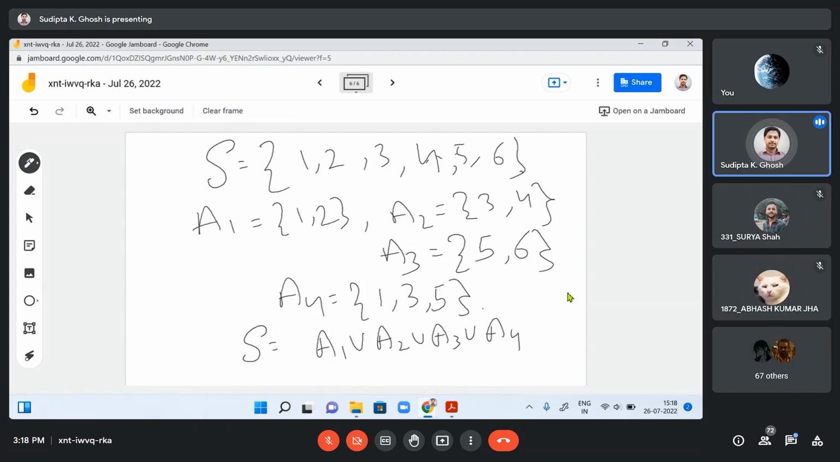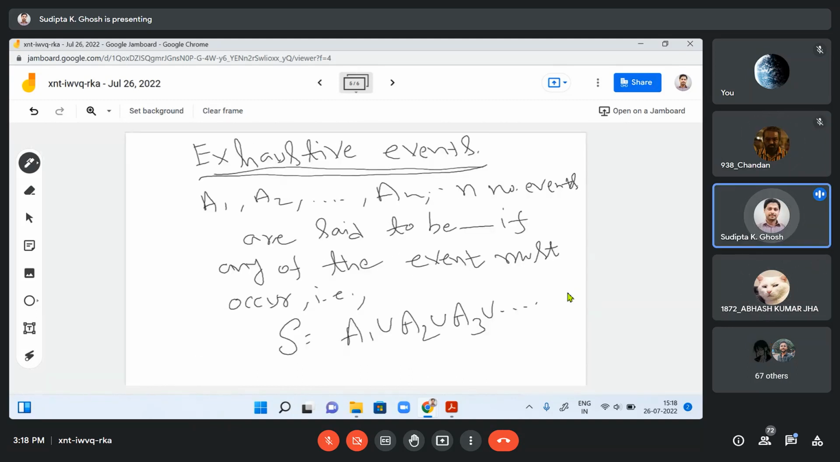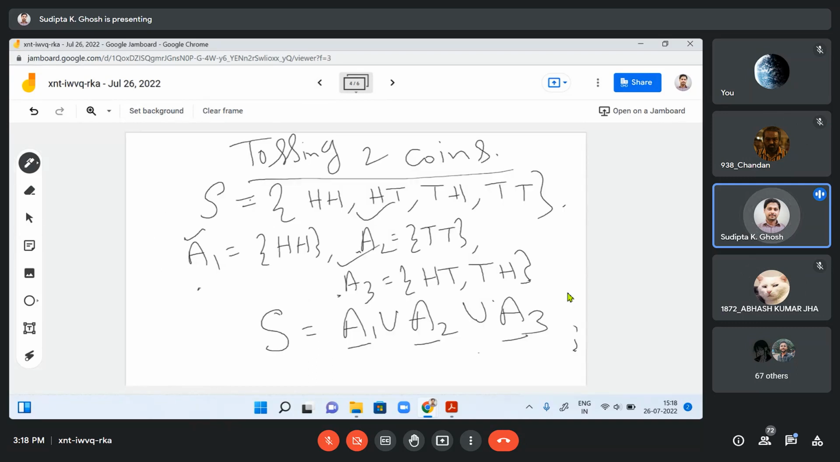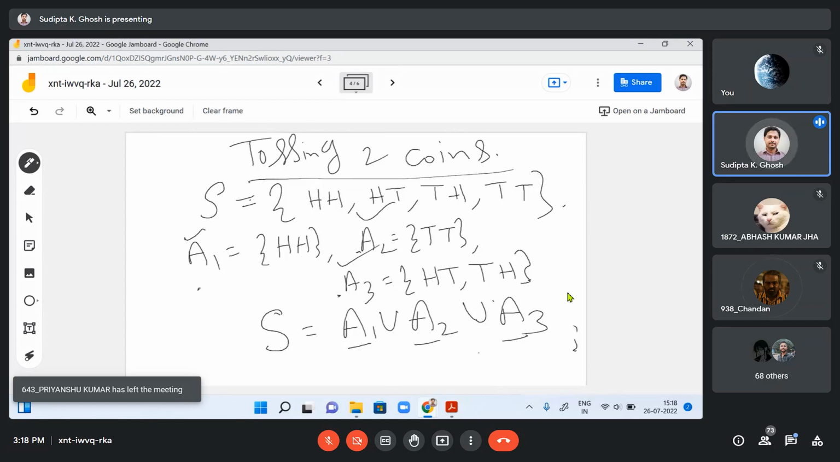Can I say this is a pairwise disjoint event? No, sir. Because if you take the intersection of A1 and A4, is it coming empty? No, sir, 1 is coming. Exactly. But if you are taking the earlier example, can I say this is a pairwise disjoint event? Yes, sir. So therefore, the events may be exhaustive, but A1, A2, A3 may be pairwise disjoint, or may be not pairwise disjoint. So there are two cases.